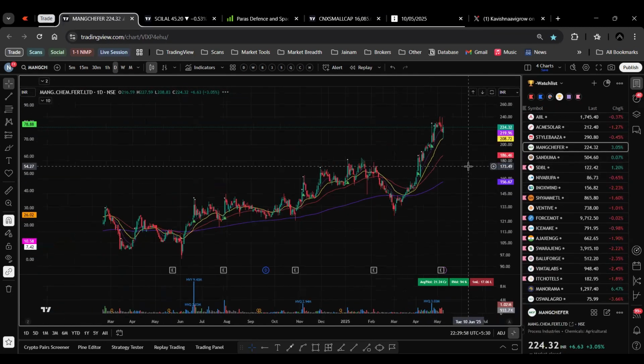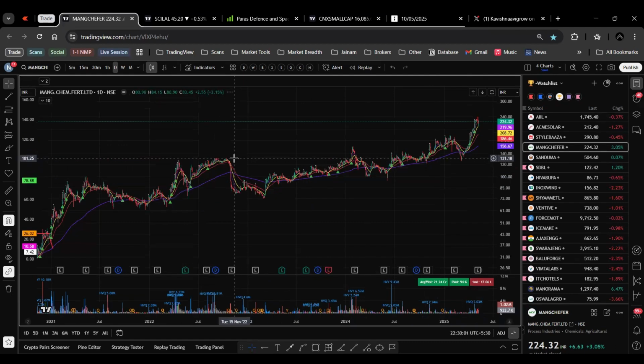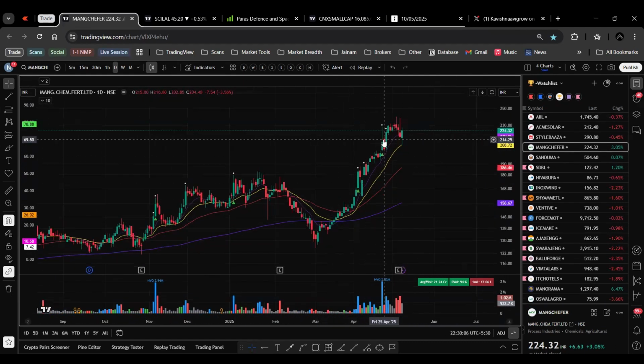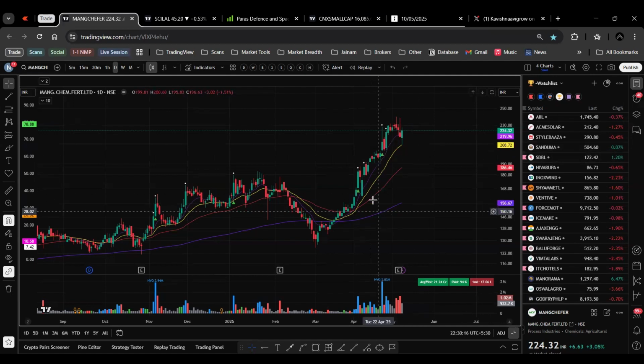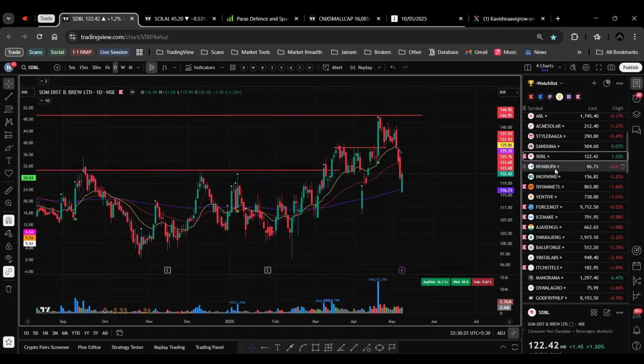We added this stock. Now see, the character of this stock has suddenly changed over here. This is the primary reason of keeping it, but because it was moving on small candles, I am a little apprehensive. I'll remove it from the watch list because it's not a smooth mover. I don't want such stocks. SDBL was not something we were tracking.